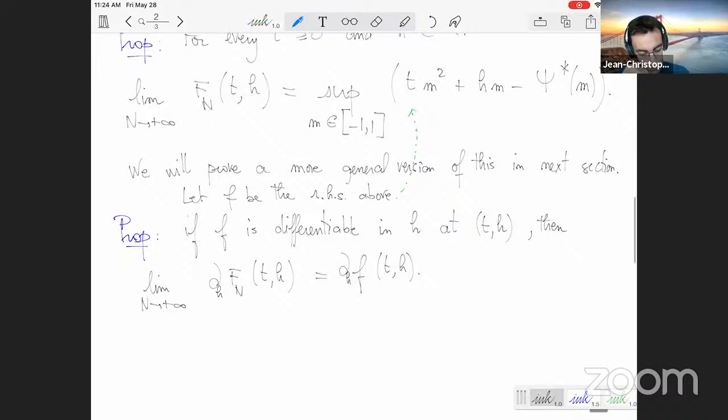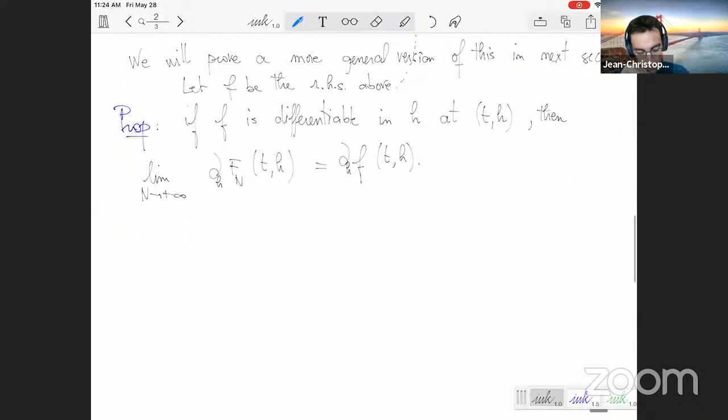All right, so let me explain how to prove this. Is the statement clear now that I defined what F is? All right, so let's prove it. Okay, so the main ingredient is that all these functions we're talking about are convex.